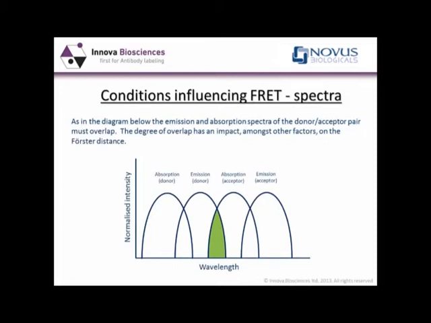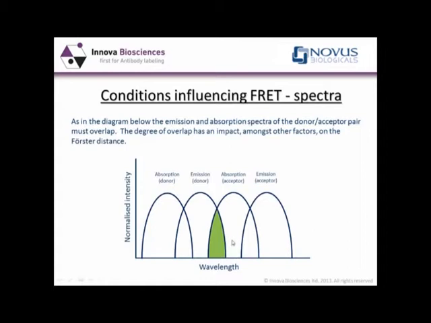The next condition, which is of particular importance, is the spectra of the donor and acceptor molecules. Now, if you take this diagram, which is in cartoon format, we have an absorption spectrum of the donor and an emission spectrum of the donor. If you excite the donor, it will then emit light at a longer wavelength, i.e. at lower energy. This will overlap, hopefully, with the absorption spectrum of the acceptor dye, which will then emit energy at its own emission spectra.